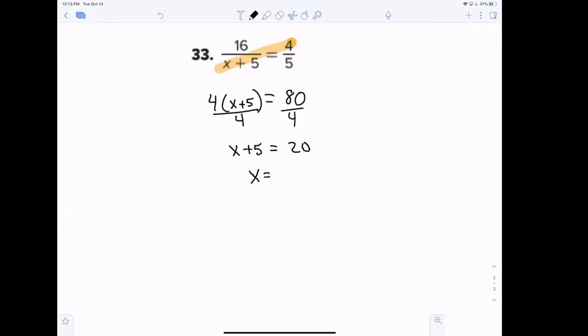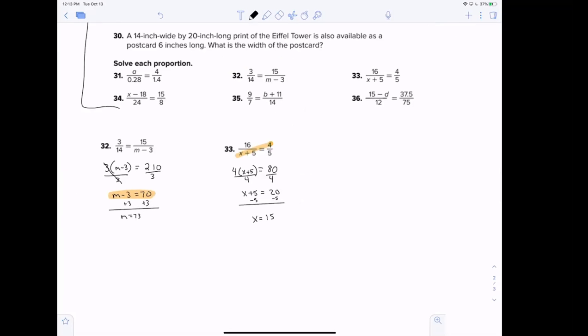So x equals what? Right, subtract 5, subtract 5. You can do this. So x is equal to 15. Good? All right, Cole, that was 33. Cole, you're helping me with 34.